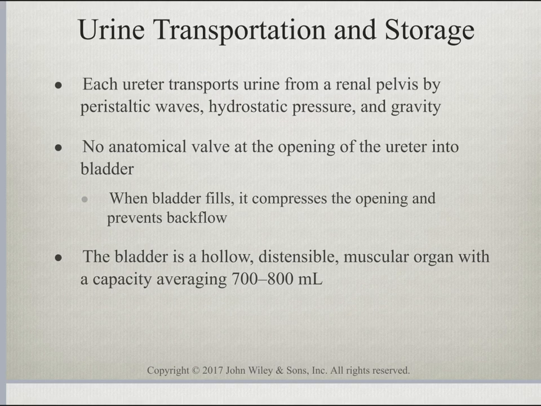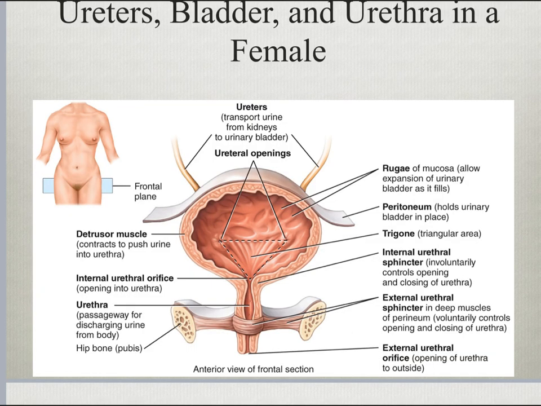The bladder is a relatively hollow, distendable, meaning it can expand and contract, muscular organ that has an average capacity of about 700 to 800 milliliters of urine. The ureters, the bladder, and the urethra in a female is shown in this picture. So we're going to go through and look at some of these structures and try to work through how this system operates. So we're going to start with some basic general anatomy.